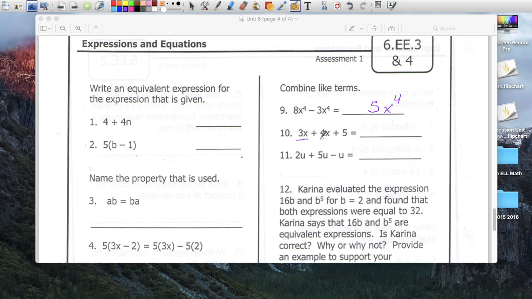Here I can add these two, 3x and 4x. That gives me 7x. And the 5 I'm not going to add, just going to leave it alone. And they're all u, so 2u plus 5u is 7u. Minus 1u, there's a 1 here. Okay, it's going to give us 6u.